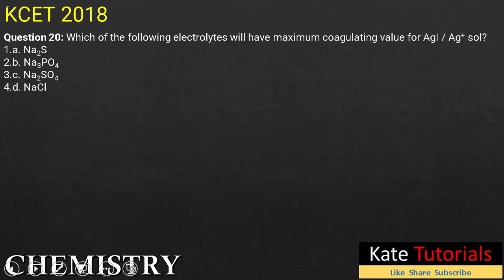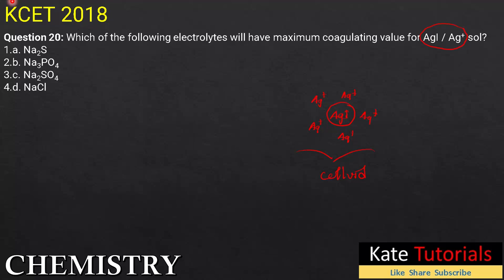So talking about question number 20. Question number 20 is, which of the following electrolytes will have maximum coagulating value for this cationic sol? So this is a cationic sol. What is this, AgI bar Ag plus? It means there is an AgI precipitate like this, which will have Ag plus ions. So the first layer will be Ag plus ions, like this, right? So this is nothing but the colloid. It will form a colloid.